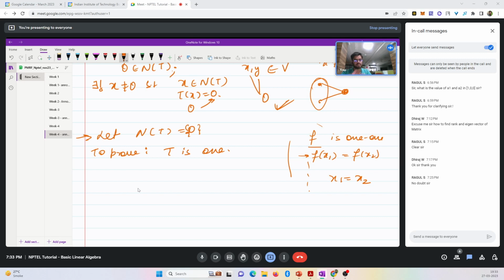So what does this mean? Let me reiterate. If by any chance two things are getting mapped to the same point, that is f of x1 is equal to f of x2, then these two points must be the same. If we are able to prove this, then we can prove that f is 1-1. So let's try the same approach over here also. Let's take T of x1 is equal to T of x2, and our end goal is to show that x1 is equal to x2. Let's keep this in mind. This is our end goal.